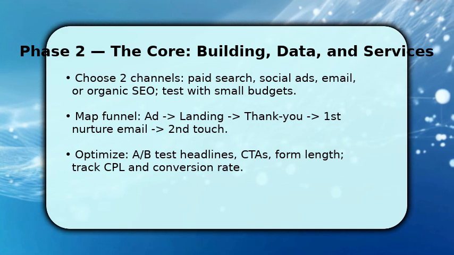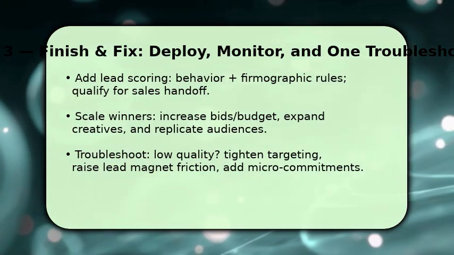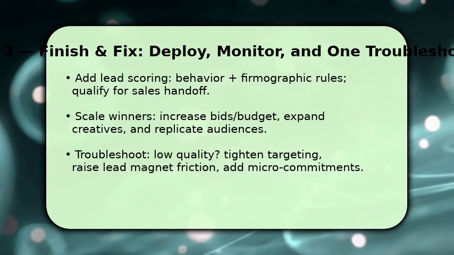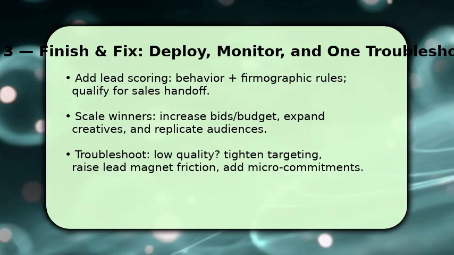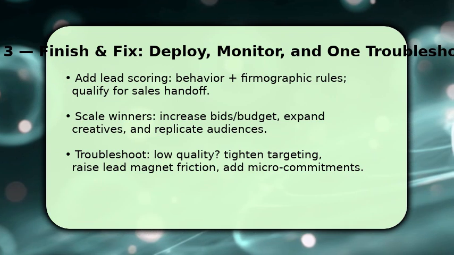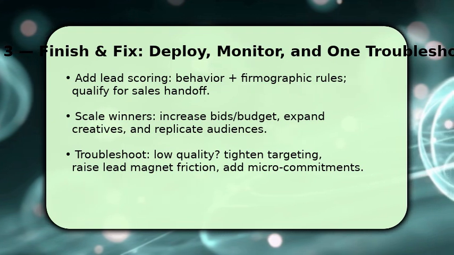full test cycles. You finalize by converting raw leads into sales opportunities through simple lead scoring, assign points for actions and company fit, and automate the sales handoff when thresholds are met. Once qualified, scale winners. Increase budget gradually, broaden creative variants, and replicate lookalike audiences.